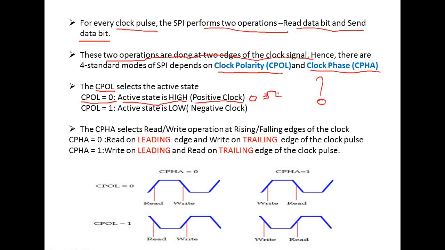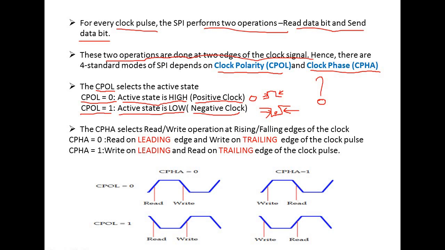And see here, if clock polarity is equal to 1, then what is the active state? Active state is low. See here, active state is low and it is a negative clock. And here each cycle consists of pulses of 0. That is, here leading edge is falling edge and the trailing edge is rising edge. This is about the clock polarity.